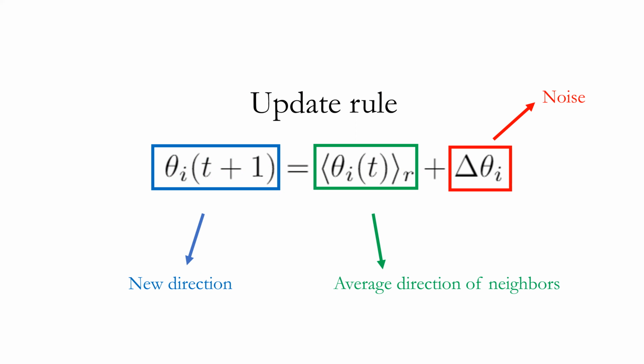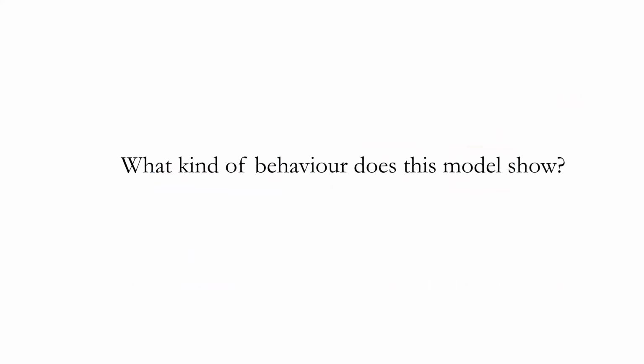So, what kind of behavior does this model show? Note that the model has three free parameters: the constant magnitude velocity, the density of particles that determines indirectly how many interacting neighbors they have, and finally the strength of the noise. We find that varying the velocity doesn't make much of a difference. However, the other two parameters are extremely important. Let's see.